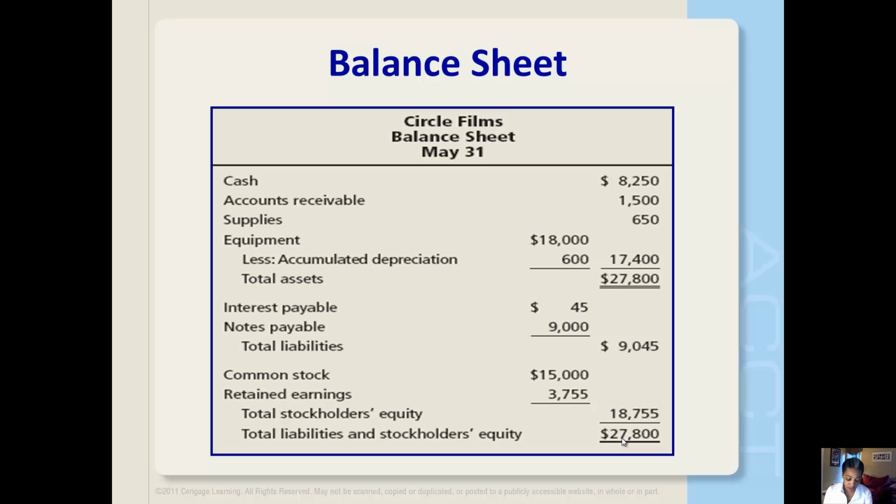Finally, with retained earnings calculated, Circle Films' balance sheet can be prepared because we're going to carry over that retained earnings of $3,755 to the balance sheet.